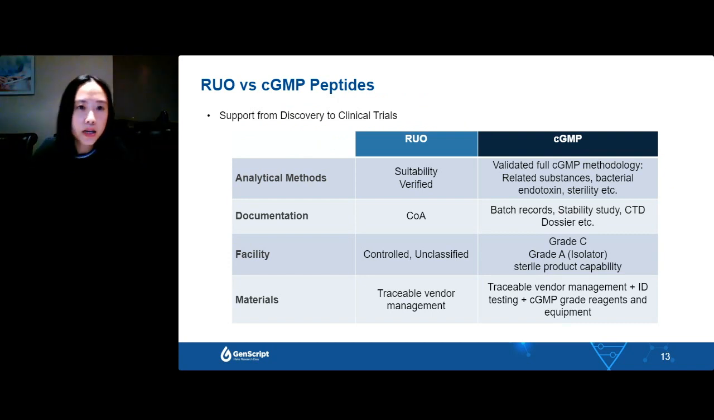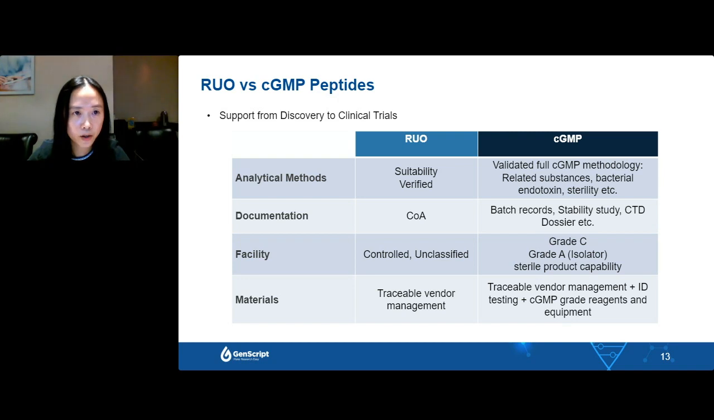So we have talked about the neoantigen vaccines, starting from the discovery period, like antigen identification. Then you have to produce the vaccines, then commercialization. And we can provide you different grades of peptides, for example, RUO and cGMP grade, and I listed the difference between them. For example, the facility is different. For the cGMP one, we have the grade C suite and grade A isolator.